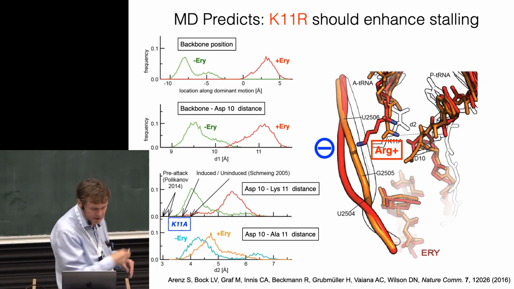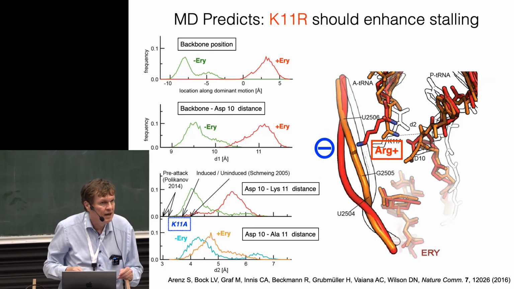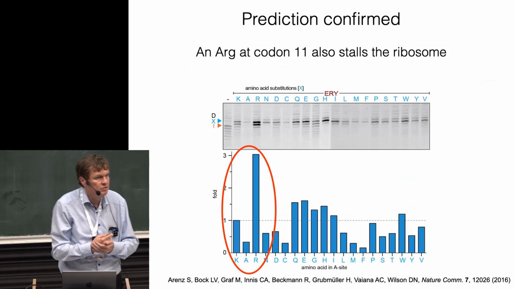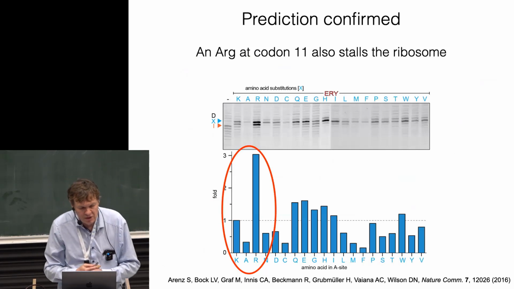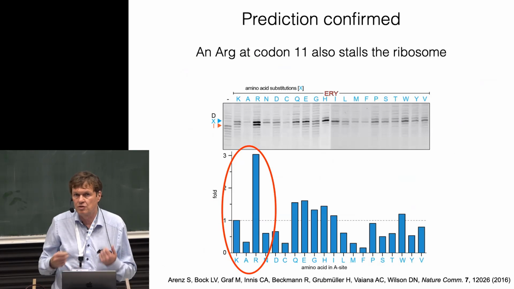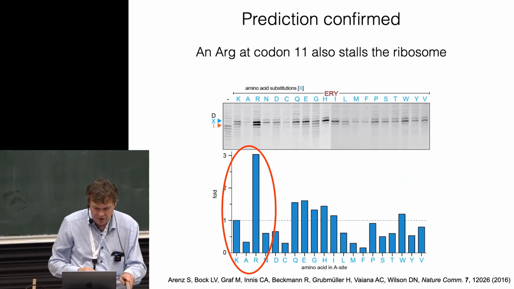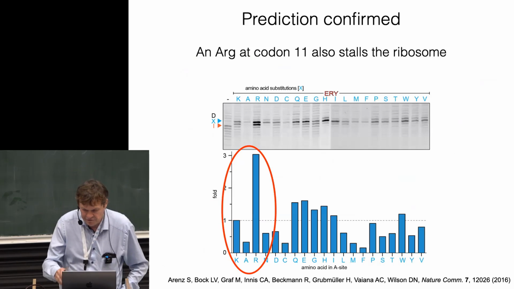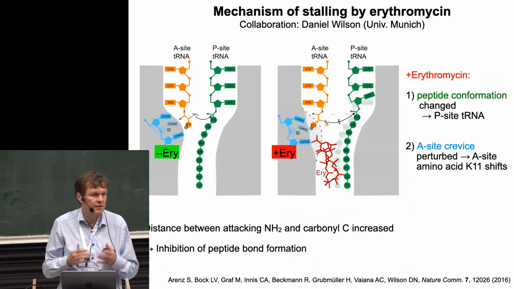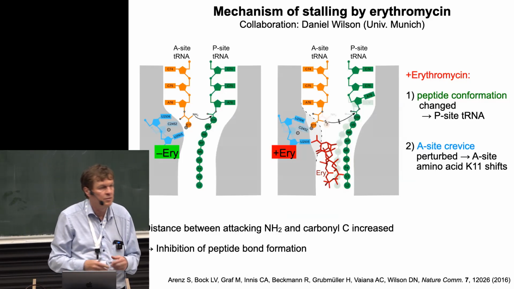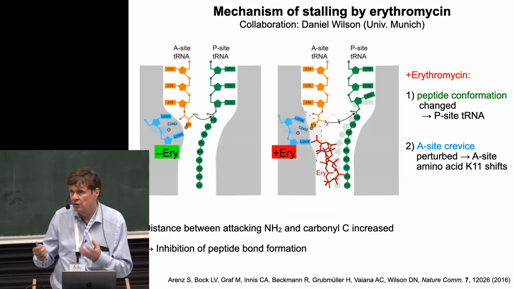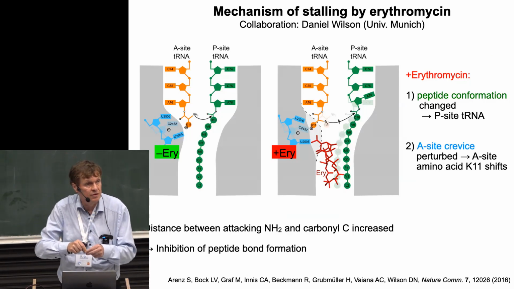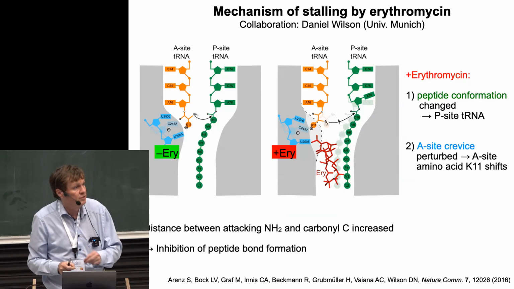Not going into detail here. The important thing is, then our colleagues in Martin's Reed did the experiment, and lo and behold, yes, the prediction again came out to be true. Also, arginine blocks, stalls the peptide synthesis if it's at this position, even more so than lysine. So we have a new mechanism for how this particular antibiotic and some others actually work: by allostery, not by blocking the exit tunnel, but by perturbing the stereochemistry of the actual peptide synthesis step.